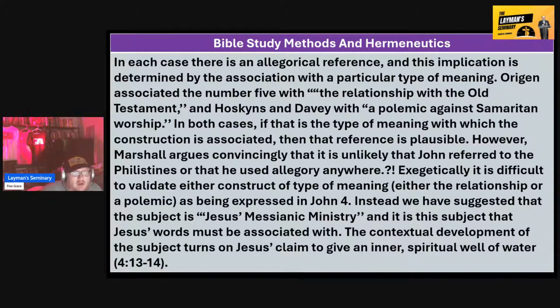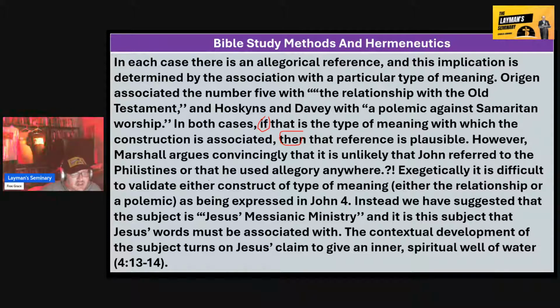In each case, there's an allegorical reference, and this implication is determined by the association with a particular type of meaning. Origen associated the number 5 with the relationship with the Old Testament, and Hoskins and Davies with a polemic against Samaritan worship. In both cases, if that is the type of meaning with which the construction is associated, then that reference is plausible. However, Marshall argues convincingly that it's unlikely that John referred to the Philistines or that he used allegory anywhere.